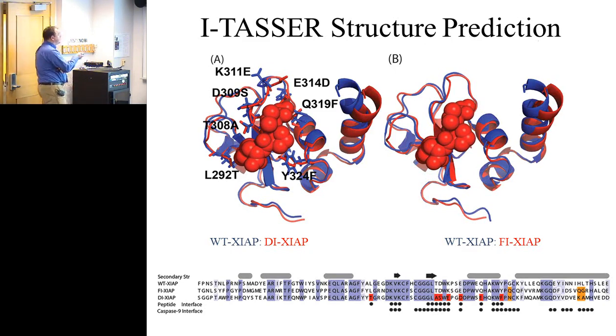So here, for the designed interface, we have mutations in this interface that are different from wild type, and there's about a 50% sequence variation from the design. Down here you have the secondary structure elements of the protein, and you have the wild type XIP, the fixed interface, or the designed XIPs. This is where the peptide binds down here, shown in these black dots, and this is where the caspase 9 interface is. The caspase 9 interface is much larger.